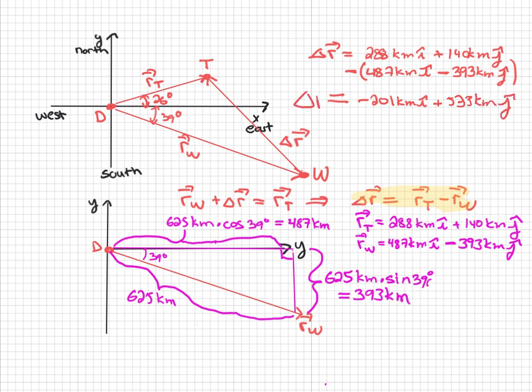So that is my answer. This is the displacement vector. If you travel from Washington to Toronto, you have a displacement. It's a negative displacement in the x direction and a positive displacement in the y direction, and that is your displacement vector. So that's it for this worked example.